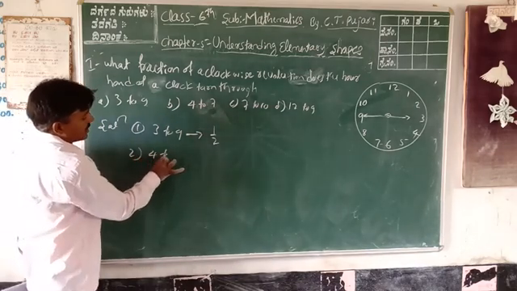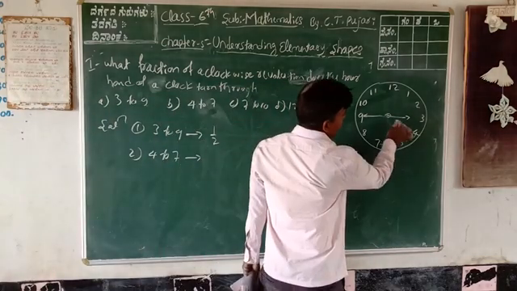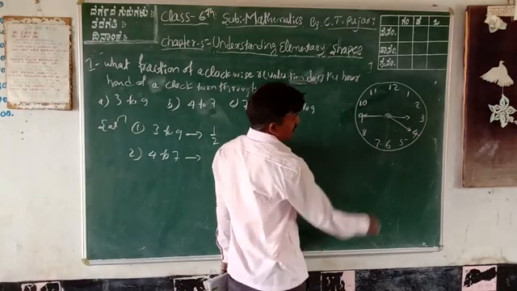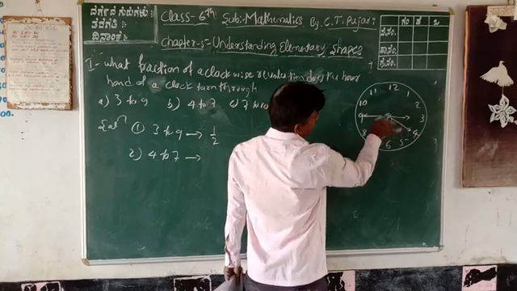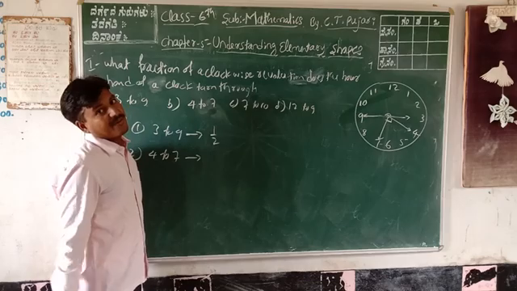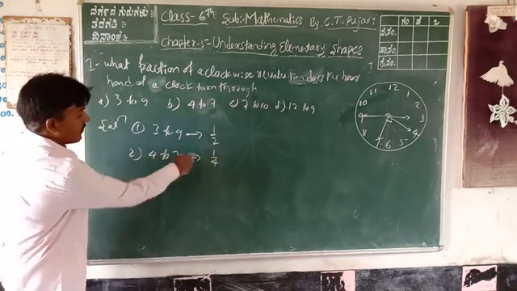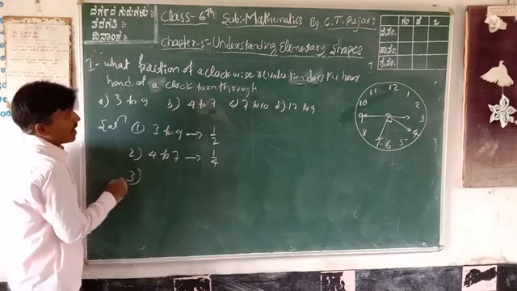4 to 7. Here is 4, and next, 7 is here. Therefore, this is 90 degrees. 90 degrees means 1/4 of a revolution. Therefore, 1 by 4th of a revolution, that is 1 by 4, is the fraction. The next, third one is what?